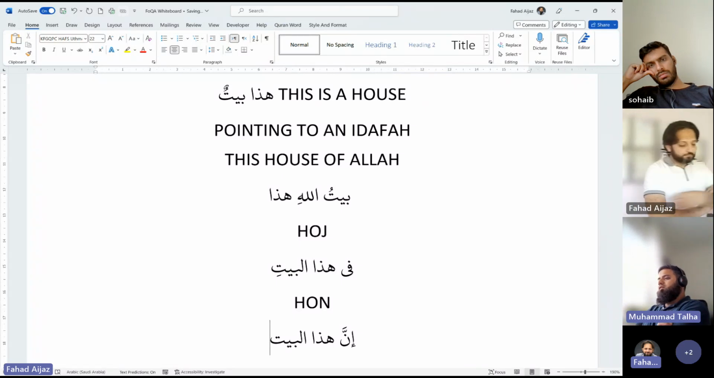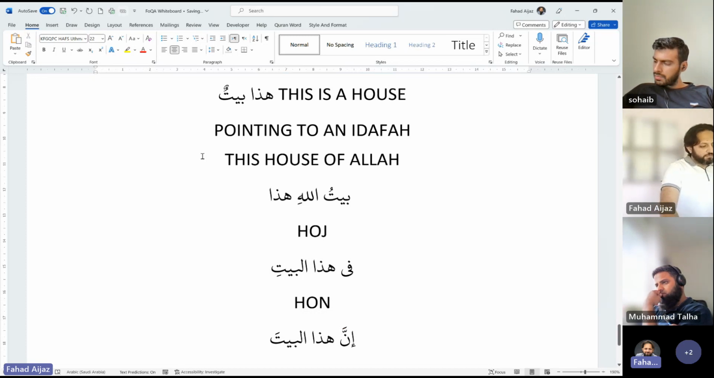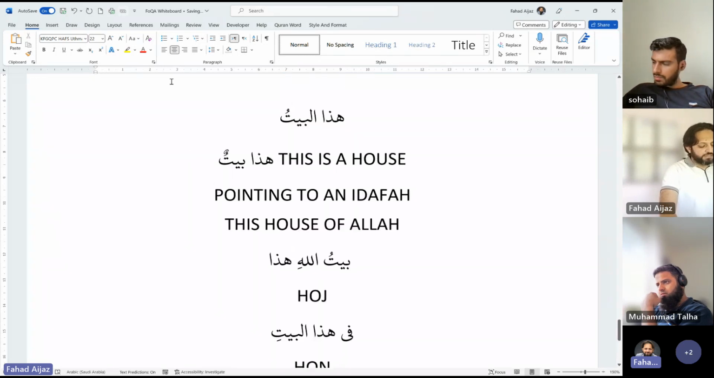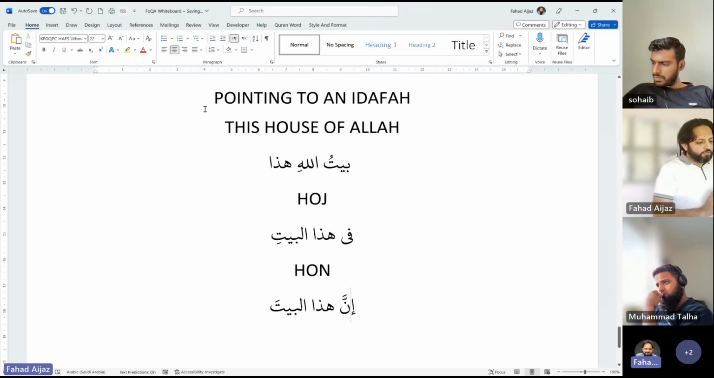Inna is a harf of nasab, right? So inna is nasab, so haza becomes nasab. Therefore, al bayt becomes nasab. This is how you use a pointer fragment with a harf of jar and a harf of nasab, and this is how you point to an idafa. If you have understood this, you're done with the pointer fragment.